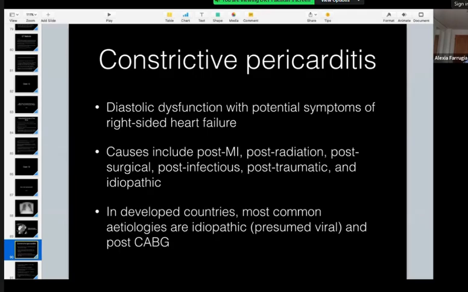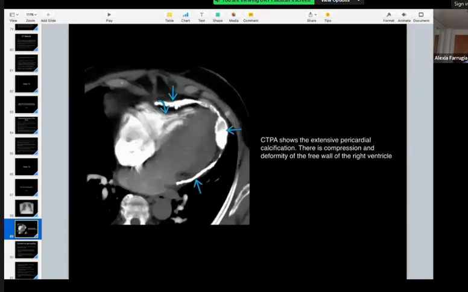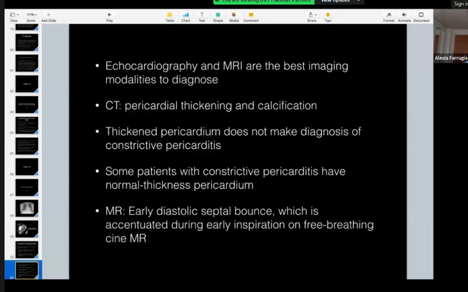So the key to this diagnosis, as opposed to an aneurysm, is the short history, and also the fact that it's causing molding of the wall of the RV, compression of the wall of the RV. Usually an aneurysm is outpouching, rather than an indentation. So echo and MRI are your best imaging modalities to diagnose this, but on CT, we should raise a suspicion if we see pericardial thickening and calcification, and especially if we see deformity compressing the right ventricular chamber.